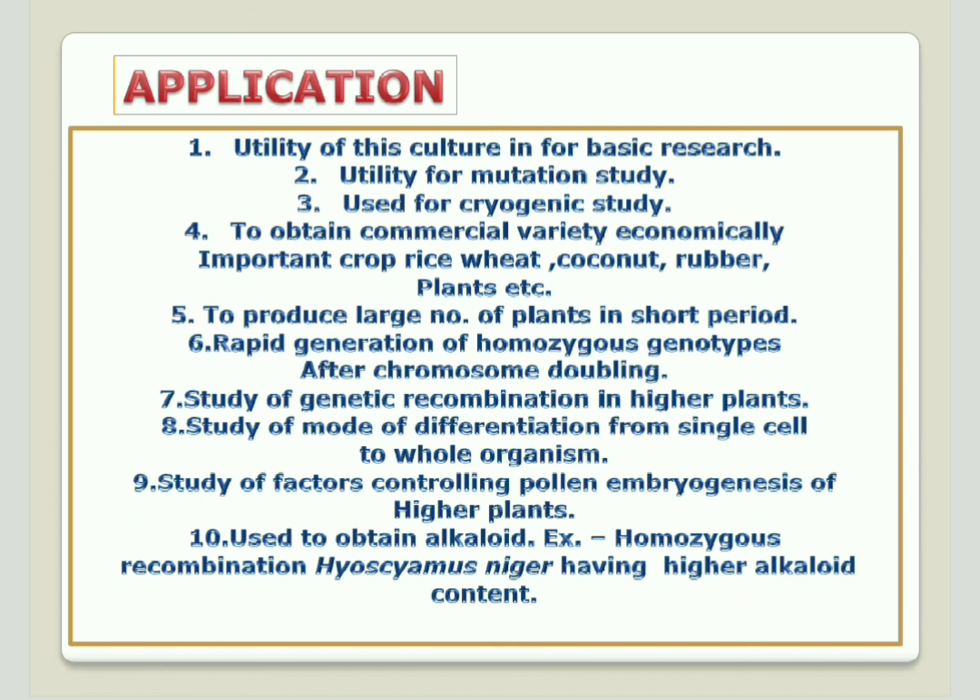Then study of genetic recombination in higher plants. Study of the mode of differentiation from a single cell to a whole organism. Study of the factors controlling pollen embryogenesis of higher plants. It is used to obtain alkaloids, for example from homozygous recombinants, this Nigar having higher alkaloid content.